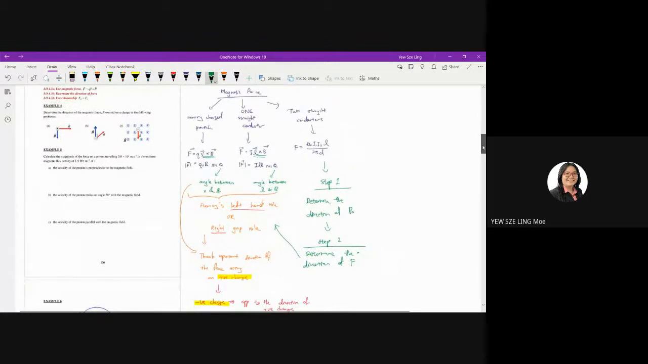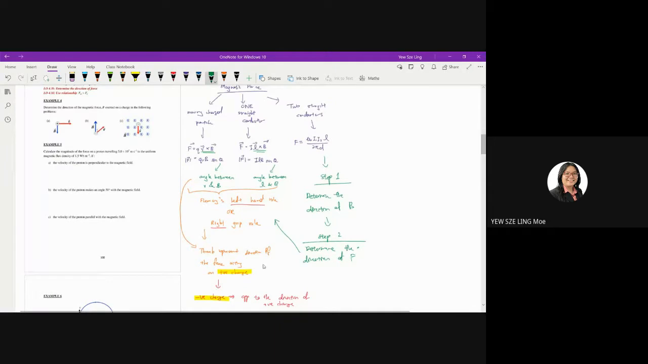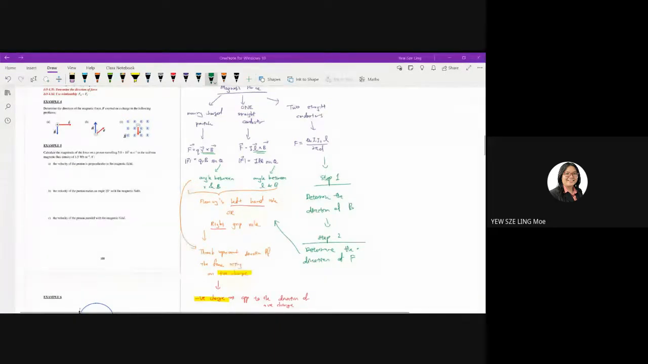So before we go through the questions, I will give you a few minutes to copy down the summary. You can write it down in your books before we proceed to examples 4, 5, 6, 7, and 8. We'll discuss until example 8 today. So I give you a few minutes to write it down.